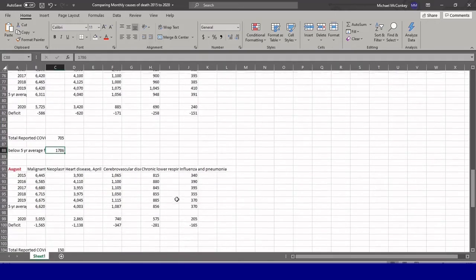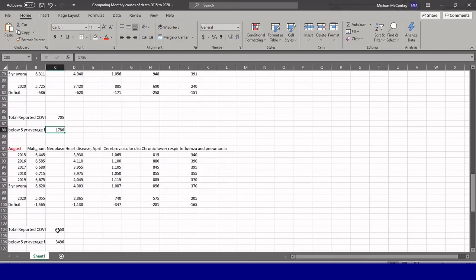And then lastly, we come to August, where only 150 people are recorded as dying, but we have a deficit of nearly 3,500 people who would have died normally in August that weren't dying in August, based on the average from the previous 5 years.